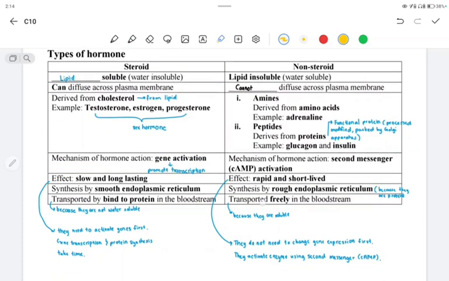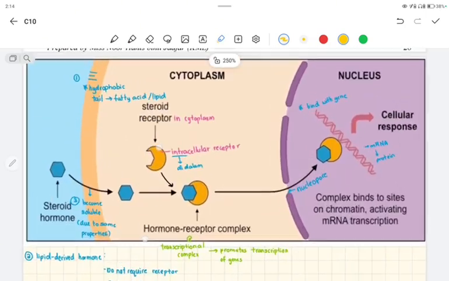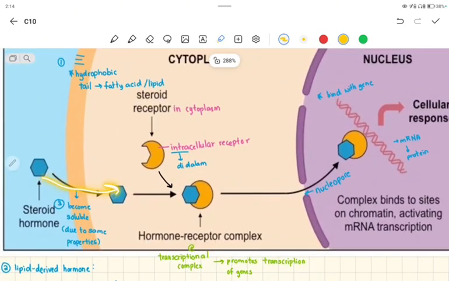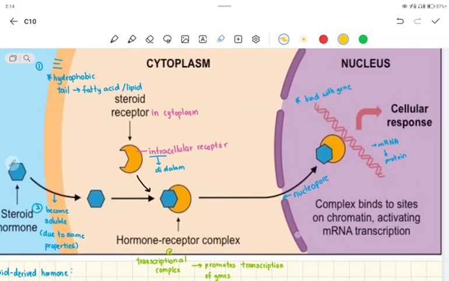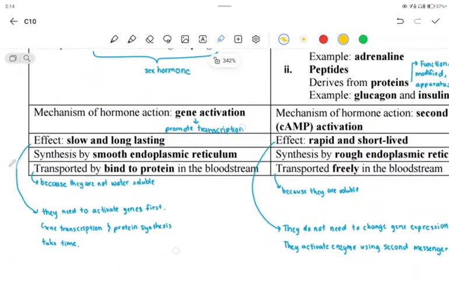And the effect is slow and long-lasting because we know that our steroid hormone can enter the cell and just bind to the steroid receptors, forming a hormone receptor complex, and then they directly activate the genes in the nucleus. This means that transcription occurs, so that is why their effect is slow and long-lasting, because they need to activate the genes first, and we know that gene transcription and protein synthesis takes time.